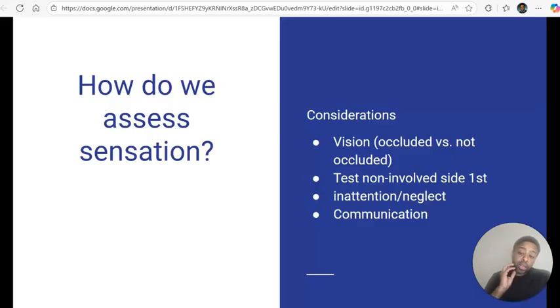It's important to understand if inattention or neglect is present as well. Sometimes when there is neglect or inattention of a body part, the person is not going to be aware of the limb, and so we may not necessarily have a true assessment of their sensory capacities, as it may be impacted by the inattention or neglect. The last thing is communication. If a person has receptive or expressive aphasia, how is that going to impact their response to the sensory assessments that we have the person go through?